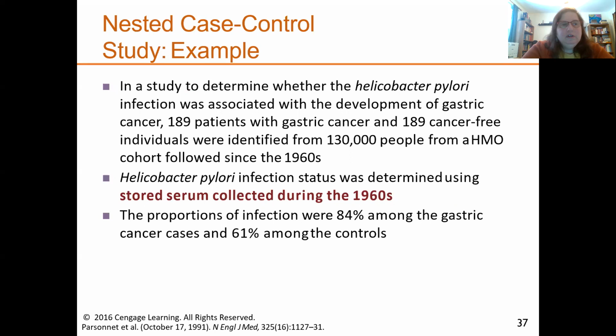So we are still looking at the gastric cancer. We're still looking at the case control first, in a sense, and then going back and getting our exposure. But in this case, thankfully, the exposure was already collected. So we don't have that little bias going on. The serum's already there.